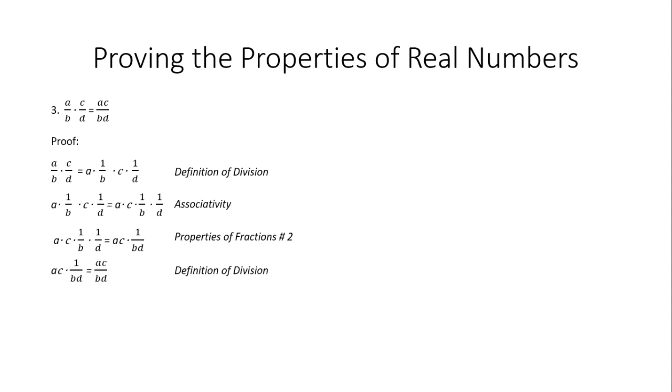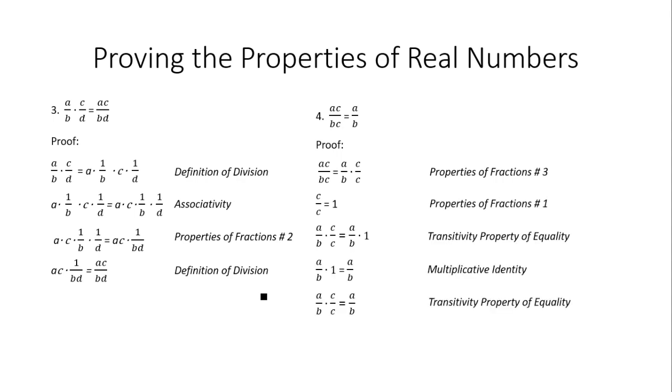Thus, we arrived at the expression a times c times the fraction 1 over b times d, and by definition of division, we completed the proof of the property. Moving on to the properties of fractions number 4, which governs the notion of reducing fractions to its simplest form. To prove, we follow the properties of fractions numbers 3 and 1 to prove the property.